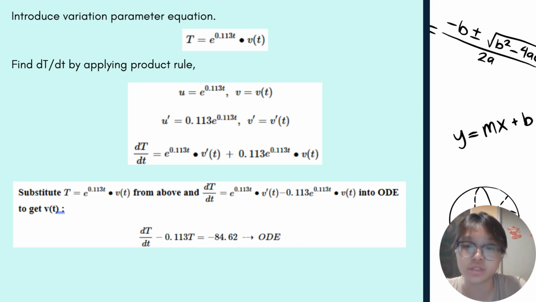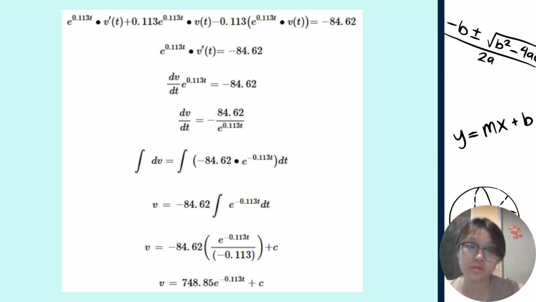Now we substitute T equals e^(0.113t) multiplied with v(t) from above, and the dT/dt just now, into our ODE to get v(t). So this will be our ODE, and let's see what's the next step. For this step, we substitute the dT/dt and also the T equation that we obtained just now into our ODE, which we then simplify. This is the equation that we get: e^(0.113t) multiplied with the differentiated v equals -84.62. Then we replace the differentiated v with dv/dt because both of them mean the same thing. So we get dv/dt e^(0.113t) equals -84.62.